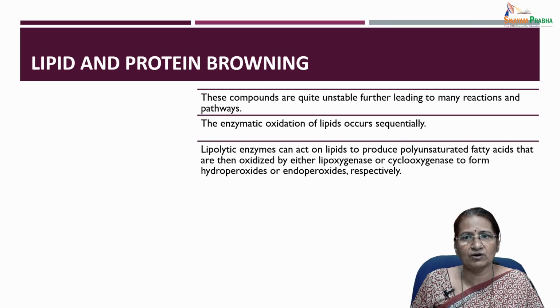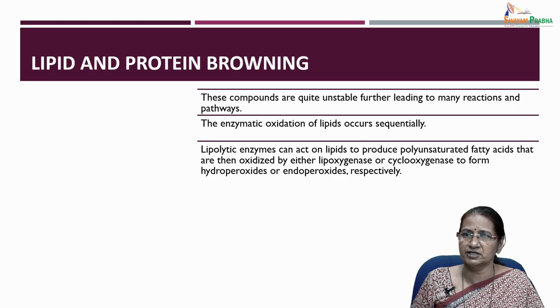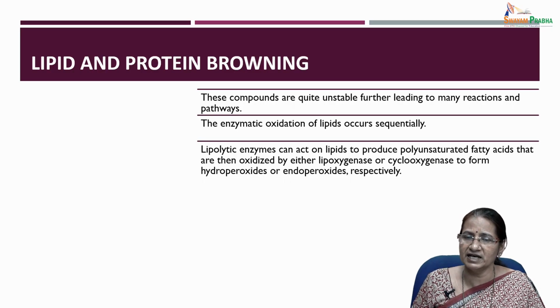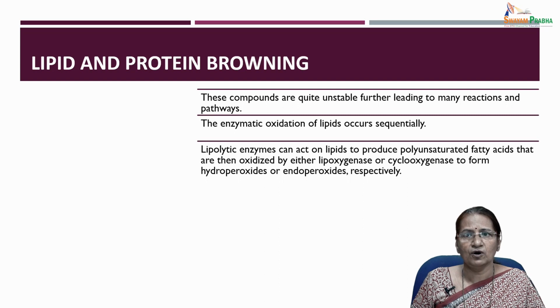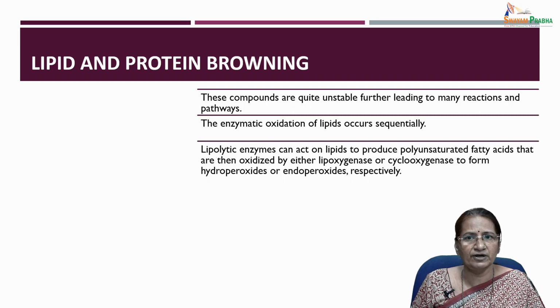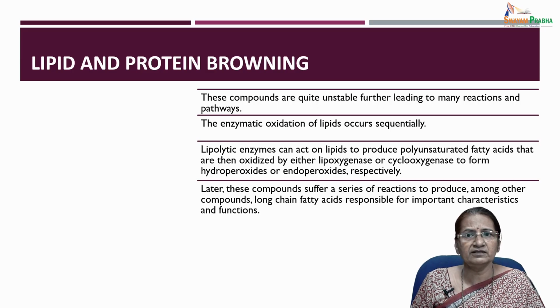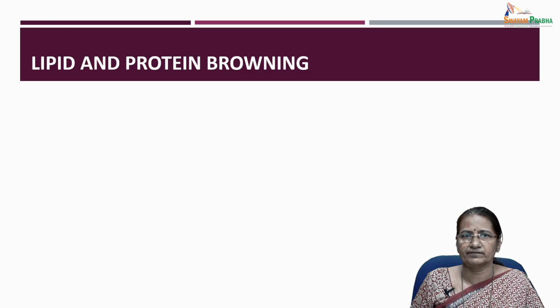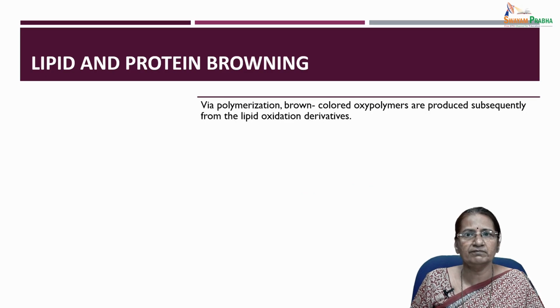Lipolytic enzymes can act on lipids to produce polyunsaturated fatty acids that are then oxidized by either lipoxygenase or cyclooxygenase to form hydroperoxides or endoperoxides, respectively. Later, these compounds suffer a series of reactions to produce, among other compounds, long-chain fatty acids responsible for important characteristics and functions. Via polymerization, brown-colored oxypolymers are produced subsequently from the lipid oxidation derivatives.